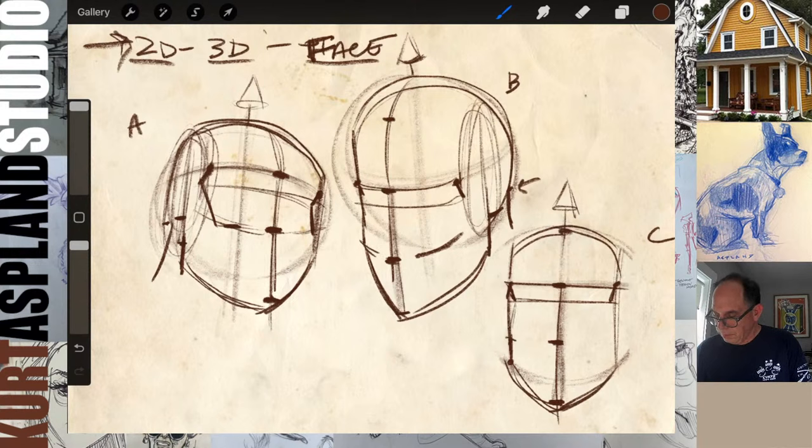Okay, so this guy's coming down like this. All right, so then the nose is going to fall in this area here, and it's going to lay right on that plane, just like that.